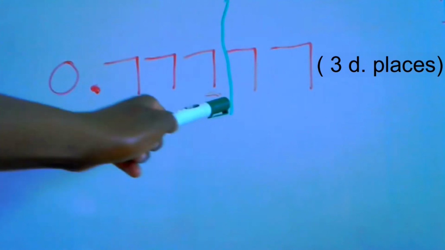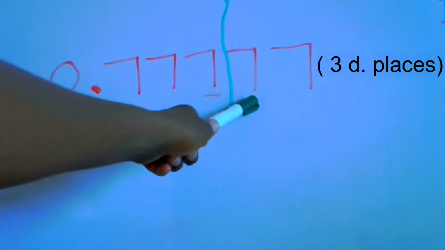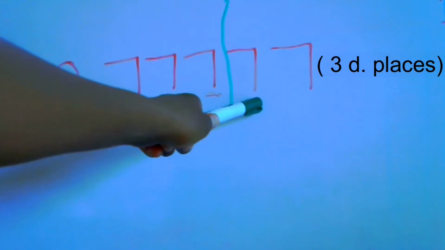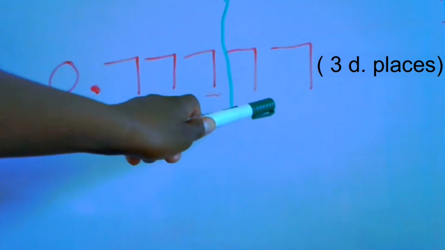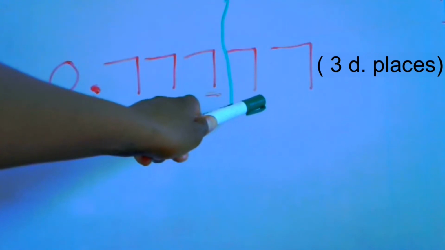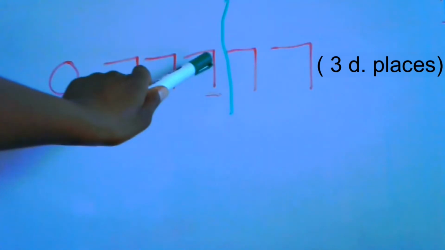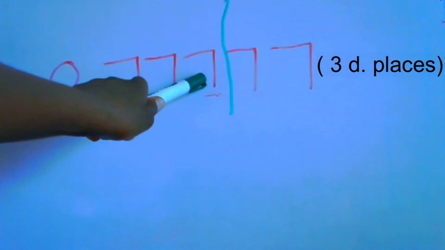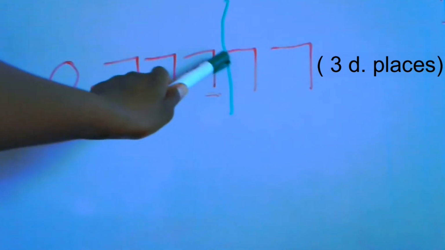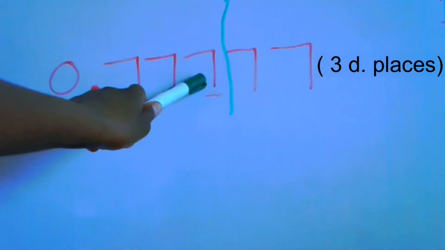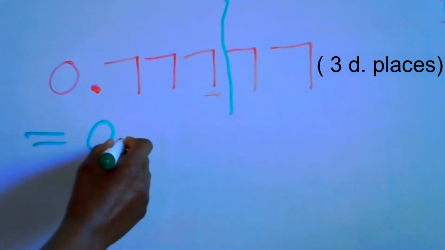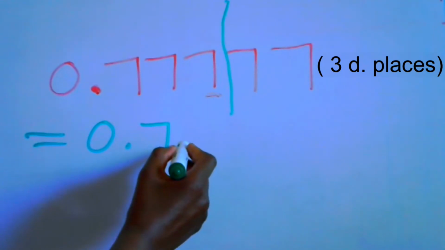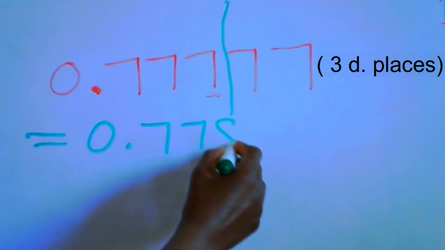So now let's look at this 7 after the block or after our cutoff point. Remember, when we have 5, 6, 7, 8, 9, we definitely have to round up the number before it. So this 7 will change the 7 before it to an 8. So our answer will be 0.778.